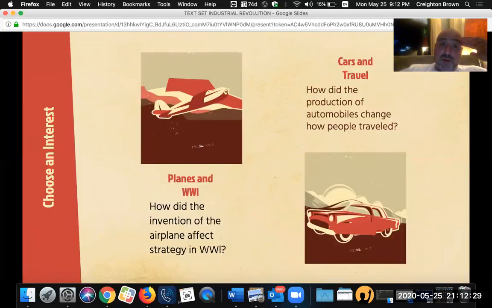Next thing I want to point out, so here are some things. You might pick something that you are interested in. I have had lots of students that are interested in World War One, as I am. So you might say: how did the invention of the airplane affect strategy in World War One? It's a really highly focused question that you can do your research around. Cars and travel: how did the production of automobiles change how people traveled?